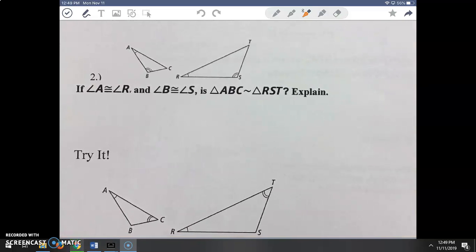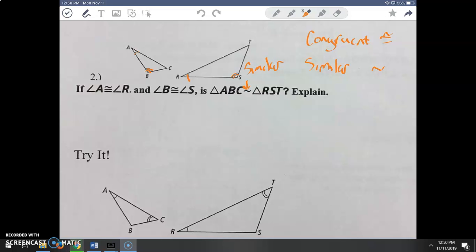Angle A is congruent to angle R, and angle B is congruent to angle S. It says, are these two similar? That symbol means similar. Remember, congruent is this symbol. Similar is, sorry for the play on words, similar to that, except we don't have the equal sign. It's just the little tilde.